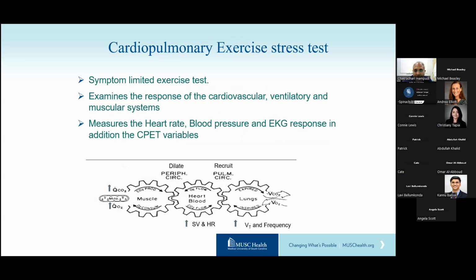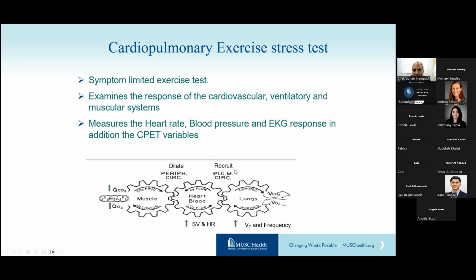Now, it's important to understand that the CPET is a symptom-limited exercise test. We examine the response of the cardiovascular, ventilatory, and muscular systems. We measure the heart rate, blood pressure, and EKG response in addition to all the CPET variables. As you can see in the bottom picture here, as we exercise, there is an increase in respiratory rate and frequency, and so are the stroke volume and the heart rate.